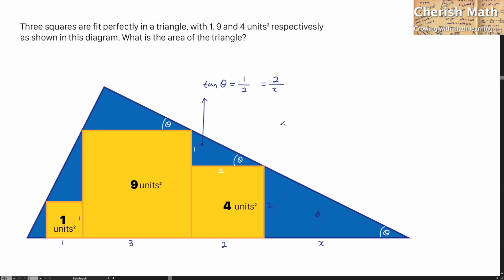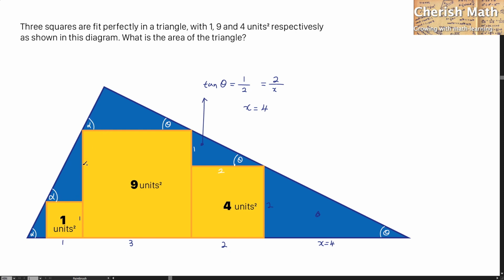Now I want to find the value of x here. By cross multiplying, it is equal to 4. So I got the value x as 4 for this part. Taking the angle here as alpha, this part is alpha, and this part as well.